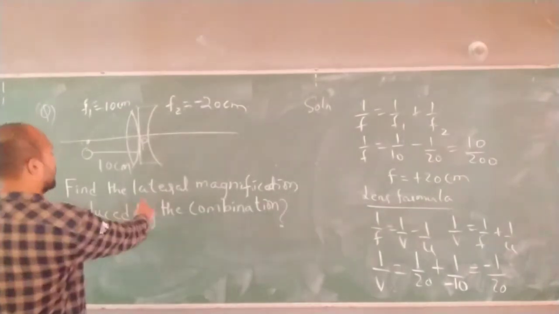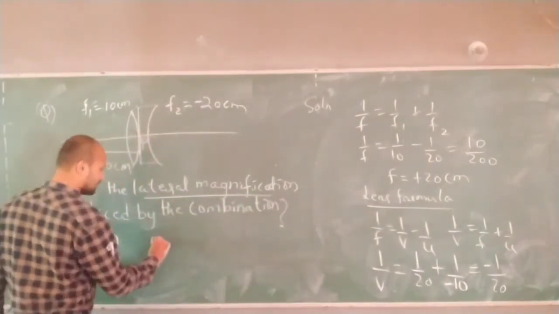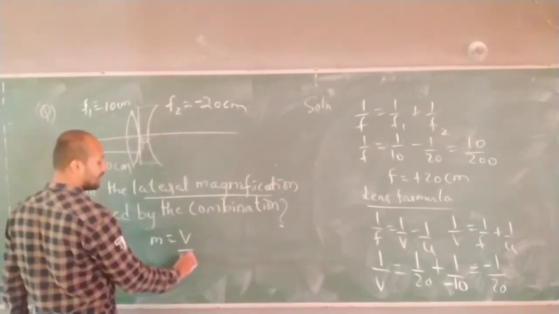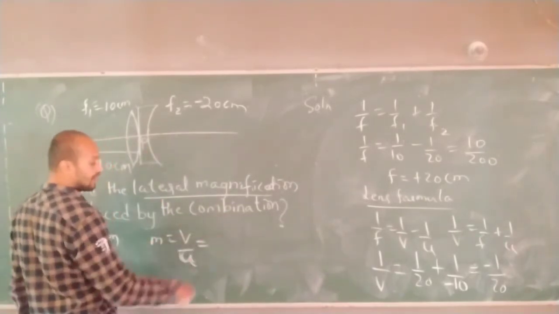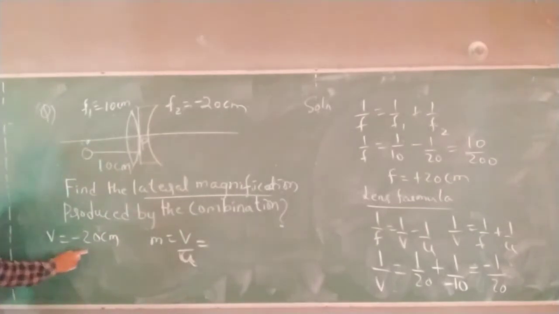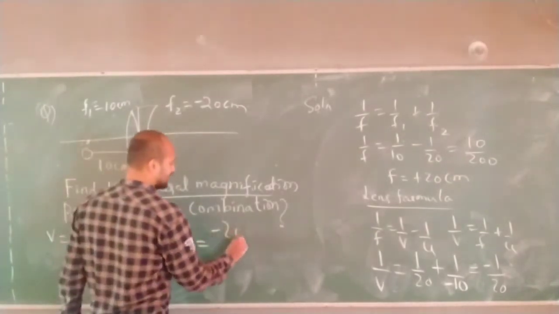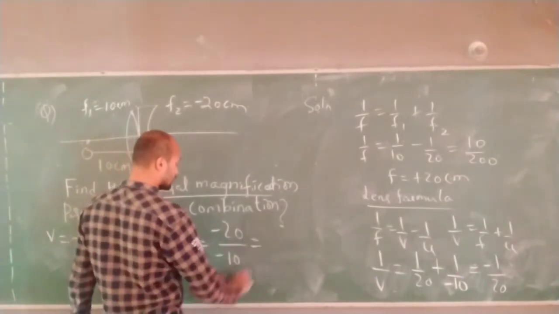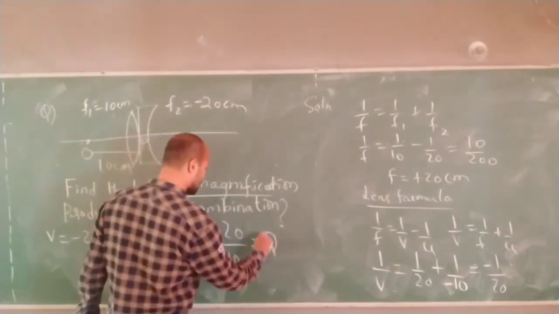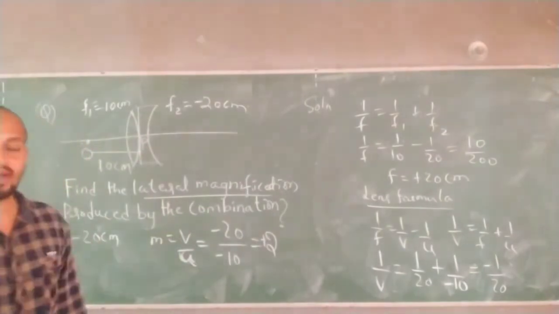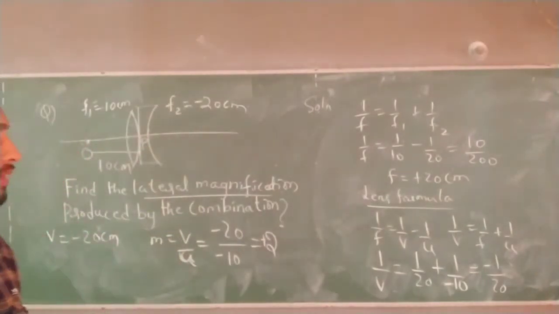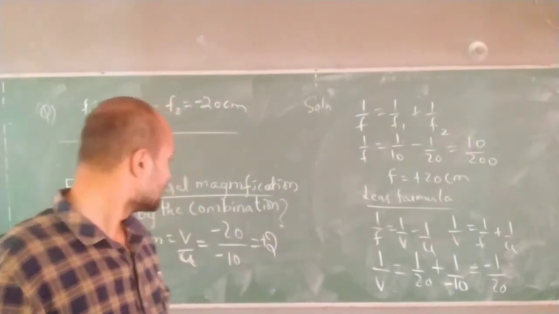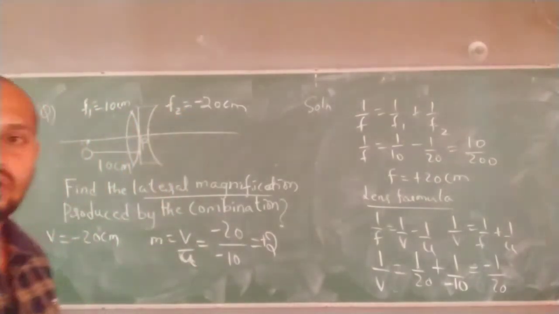What is being asked? Find the lateral magnification. M is equal to V by U. V is minus 20, and U is minus 10, so minus 20 divided by minus 10 becomes plus 2. Positive magnification means an erect image is formed, and 2 means an enlarged image is formed.